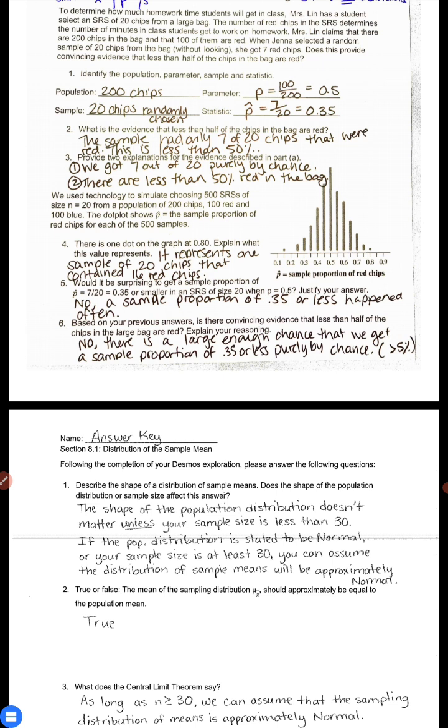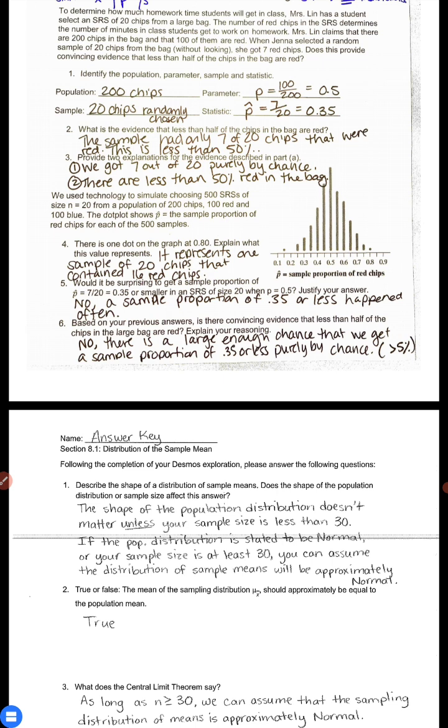So let's talk about what's happening here. So our population is 200 chips, at least according to Miss Lynn. That's what she tells us. And she tells us that the proportion of those chips that are red, and that's why you're seeing the little p here, is 100 out of 200, which is 50%.